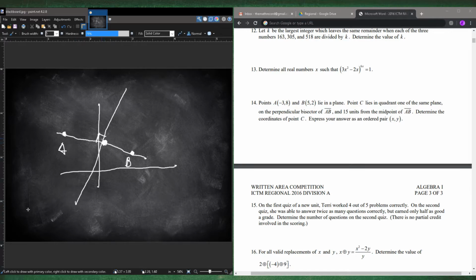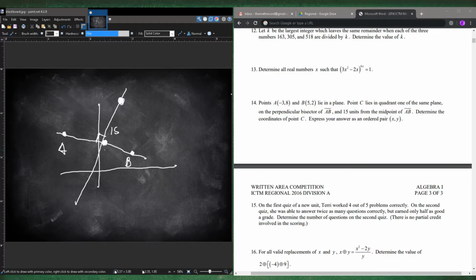So it's 90 degrees, right? Because it's perpendicular and it's a bisector, so it bisects. So it's at the middle. And it's 15 units away from the midpoint. So since this has to be quadrant 1, the 15 units had to be this way. So the point has to be somewhere right here.